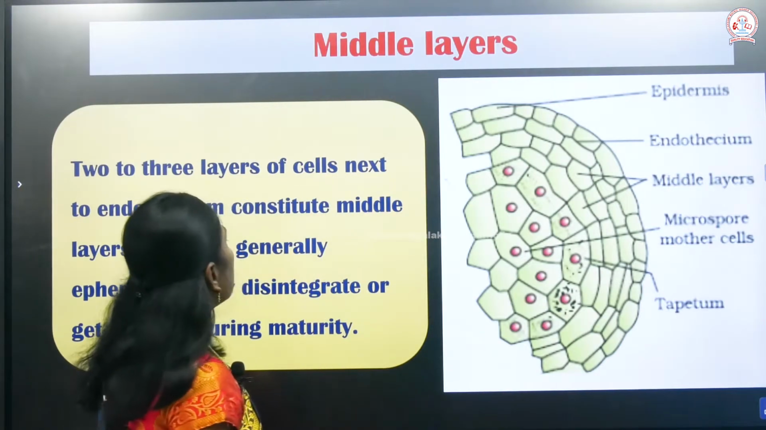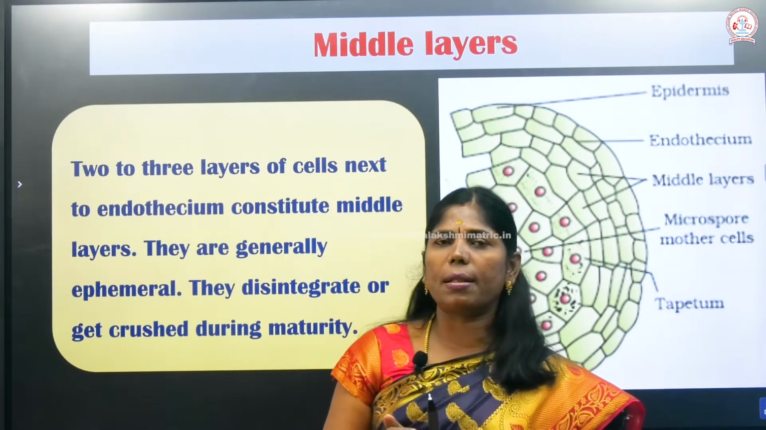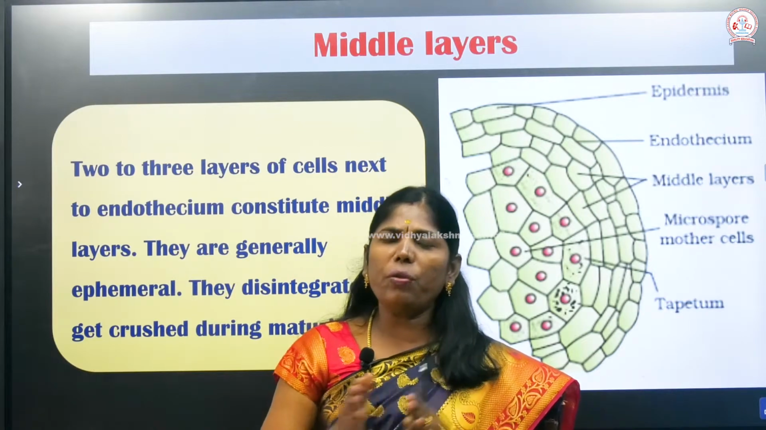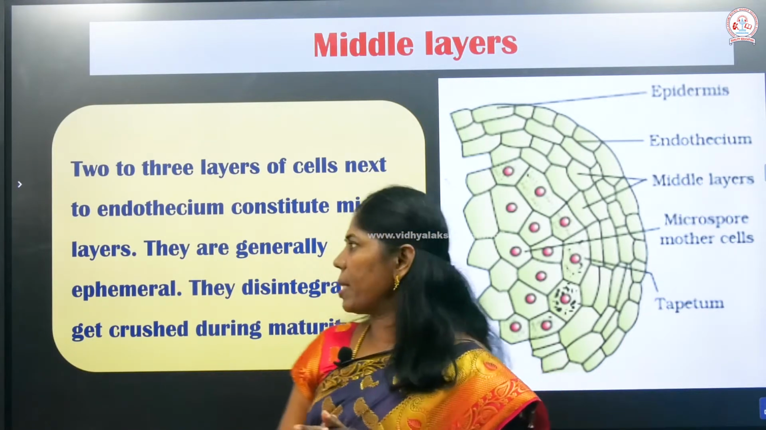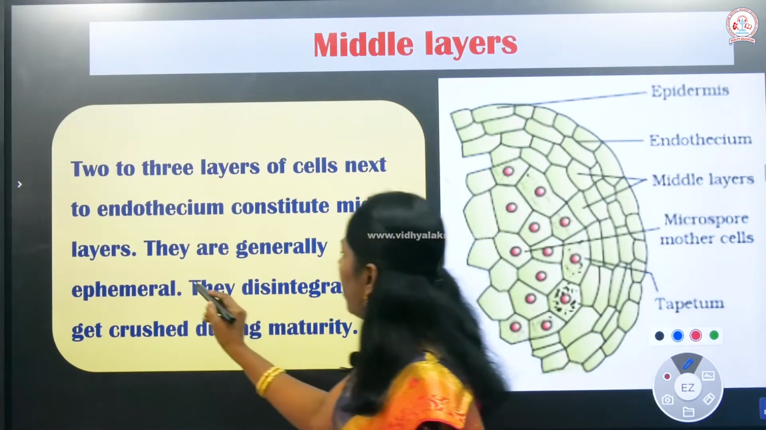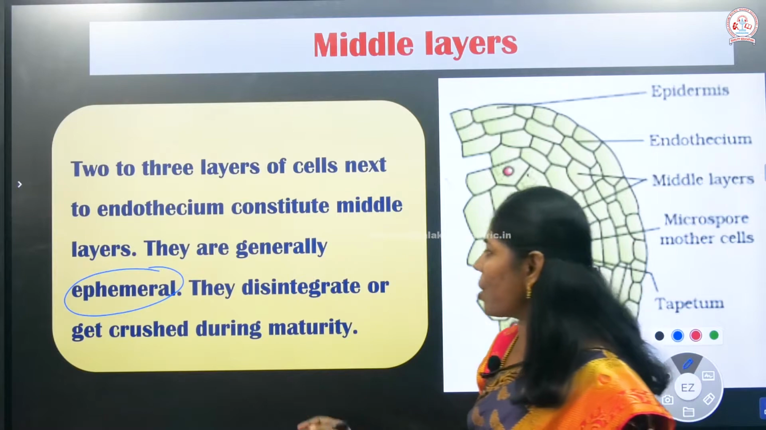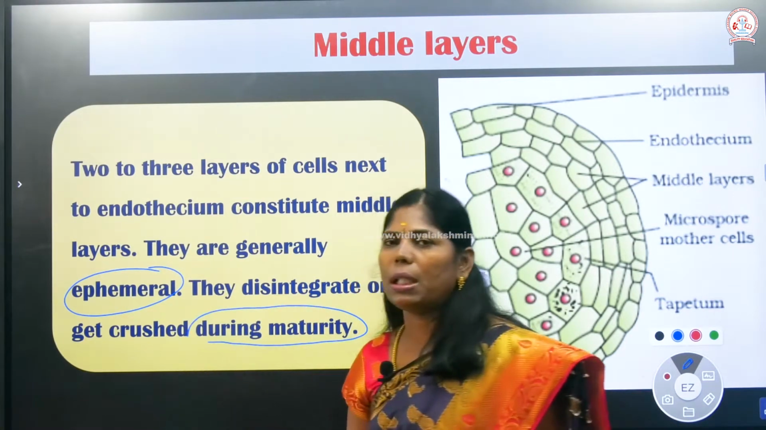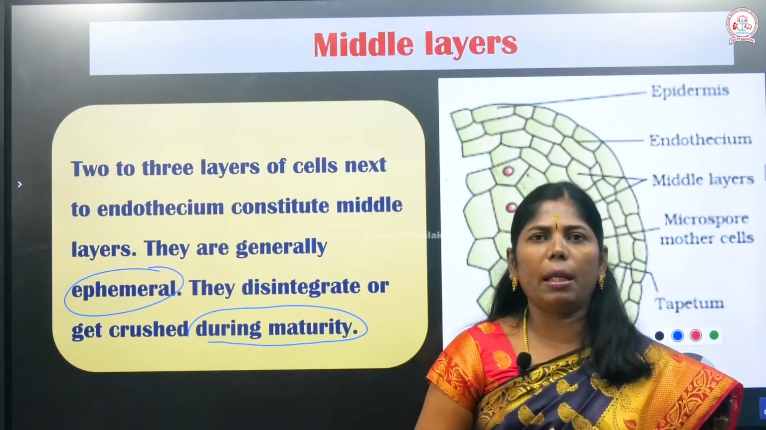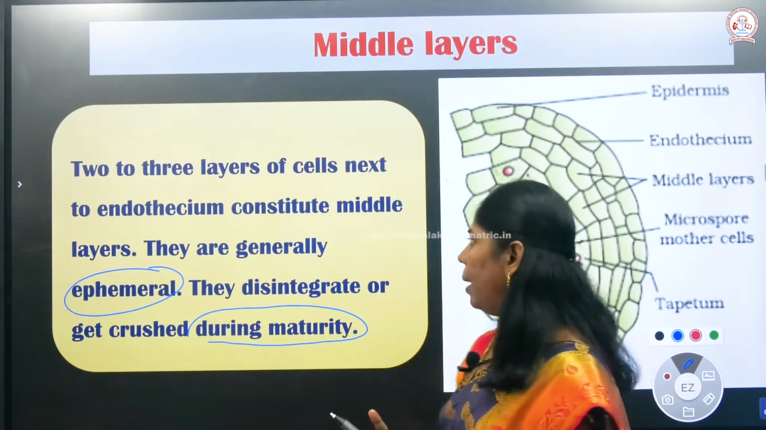And the next layer we are going to see is the middle layer. Next to the endothecium, the 2 to 3 layers we consider as the middle layers. We cannot see any continuation of this layer, so it is ephemeral in condition. Ephemeral means they complete the life cycle within a short period. So it disintegrates or gets crushed during maturity. Okay, this also acts to reserve food material. They supply the food material to the developing microspores. Okay, that's the middle layer.